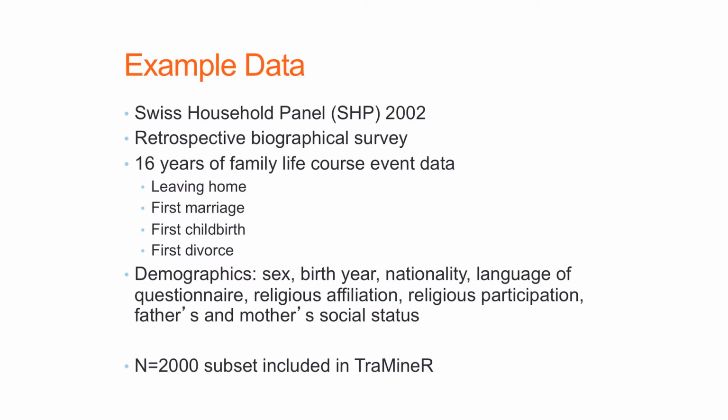It also includes some demographic variables: sex, birth year, nationality, and language of the questionnaire, which for this questionnaire was French, German, and Italian, because it was a Swiss Household Panel. It included religious affiliation, religious participation, and fathers' and mothers' social status. And a subset of the data of 2,000 people was included with TraMineR.